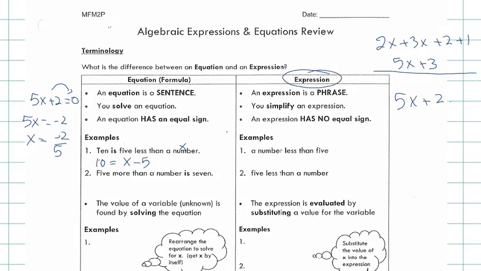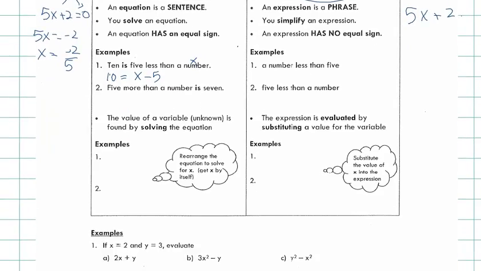So let's read the second one. The second one might be easier. 5 more than a number is 7. That's right. 5 plus x equals 7, right? 5 more than a number, so you're adding 5 to the number, is means equal 7. Okay? Remember, this is called an equation because it has an equal sign. As I said earlier, you can solve for an equation.